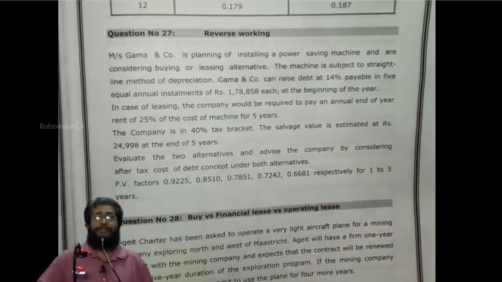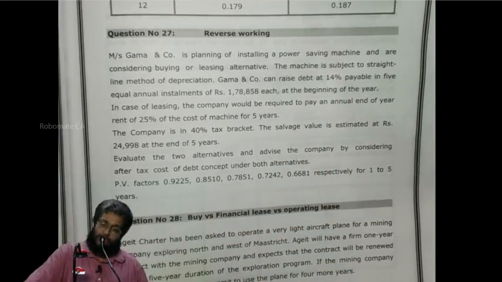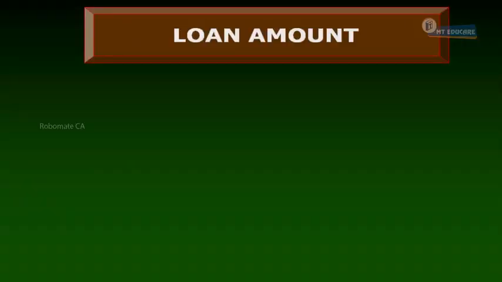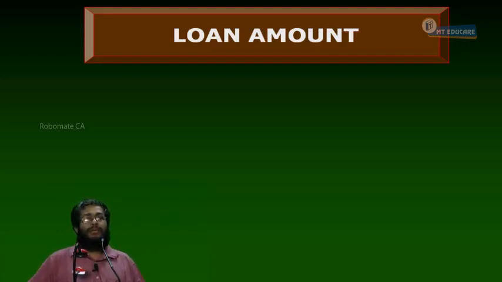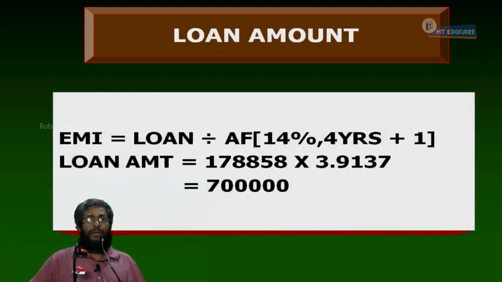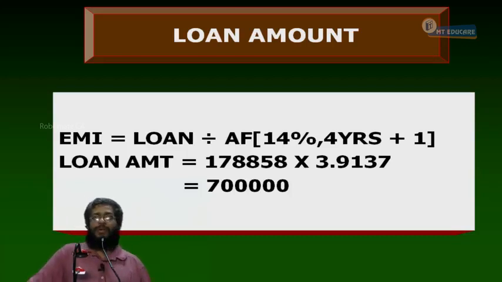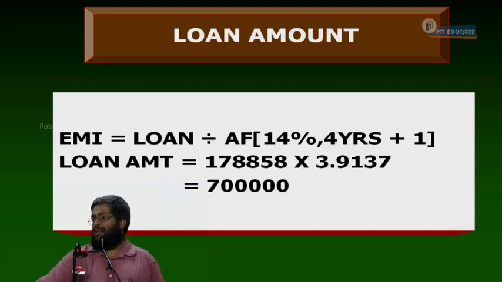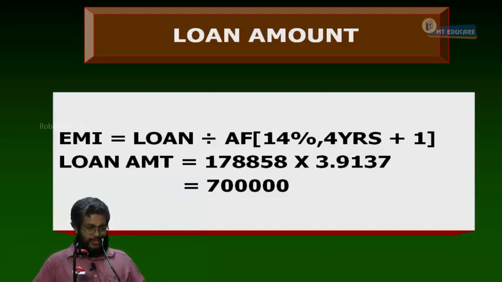Now, write down: Step 1, loan amount. Loan amount is equal to EMI into annuity factor, 14%, 4 years, plus one. Loan amount is equal to EMI into annuity factor 14% 4 years plus one. Loan amount is equal to... tell me what is the EMI?